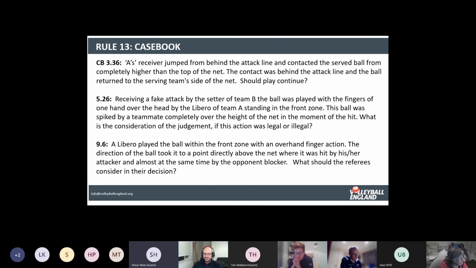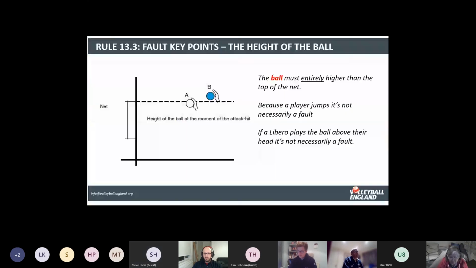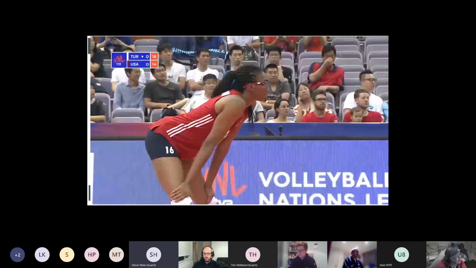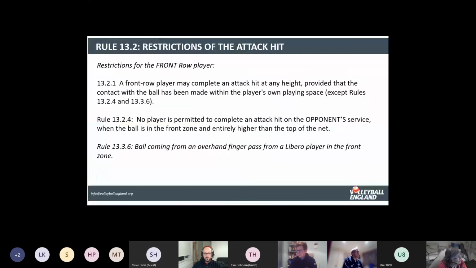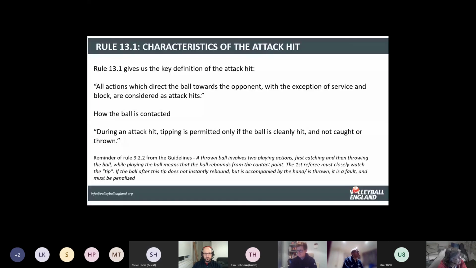Is there a distinction when the ball is crossing the net? Is there a distinction between penetrating the vertical plane and crossing the vertical plane? To my mind, penetrating is a wee bit of the ball peeking over into the opponent's court. Crossing is completely crossing and completely in the opponent's court. Yep, absolutely.